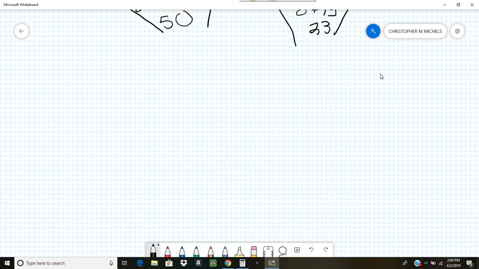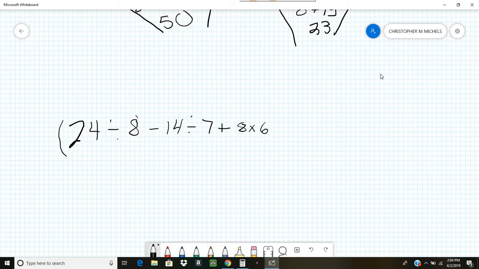Okay. So let's say we have 24 divided by 8 minus 14 divided by 7 plus 8 times 6. Okay, so when you look at this one, if you notice all these divisions and multiplications are kind of paired off in twos, one thing you can do is you can add parentheses.